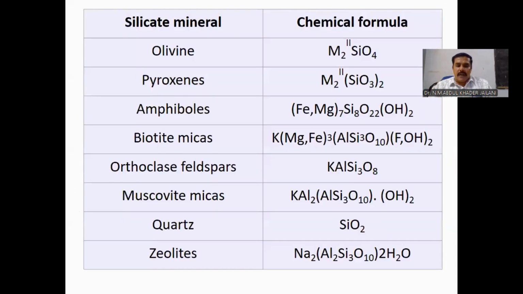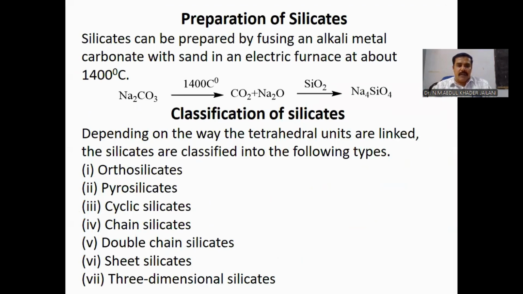I already mentioned the classification of silicates is based on how the silicate units are combined, or the way the tetrahedral units are linked. The silicates are classified into the following types, namely orthosilicate, pyrosilicate, cyclic silicate, chain silicate, double chain silicates, sheet silicates, and finally three-dimensional silicates.